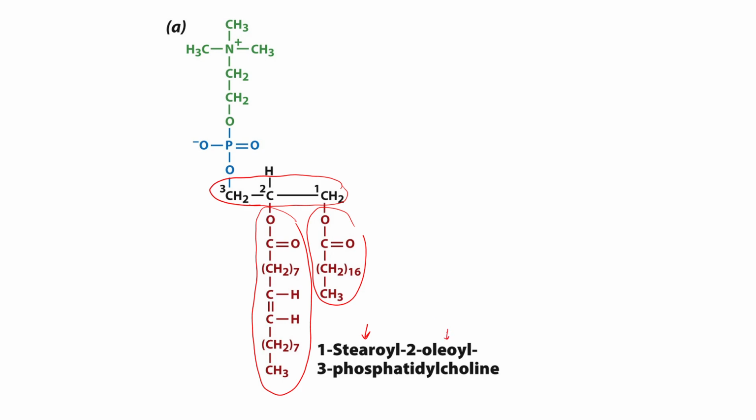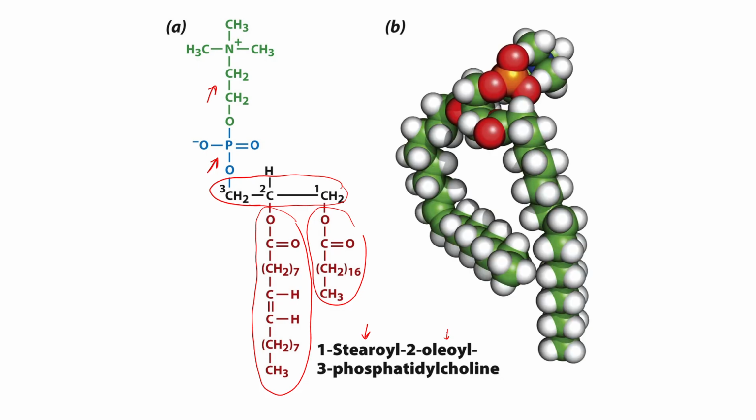And then our third carbon in our glycerol is where our phosphate-containing head group is attached. So in blue here we have our phosphate group, and then our alcoholic head group attached to there is choline. So altogether we would call this molecule 1-stearoyl, 2-oleoyl, 3-phosphatidylcholine.